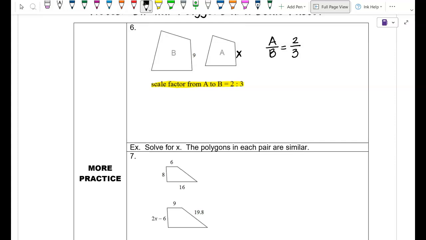Now, the reason that's important, I can replace the A and the B from the measurements from those figures. But it's important to notice A is the figure on the right. We're going from A to B. So you need to make sure that you're setting up the measure in this case to match up. Replace the A with the value of x. So we're going to have x over, and the B is going to get replaced by the 9 because that is the number. So x over 9 has to equal 2 over 3.